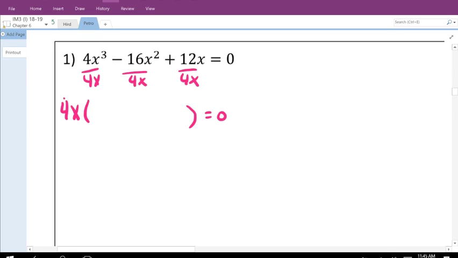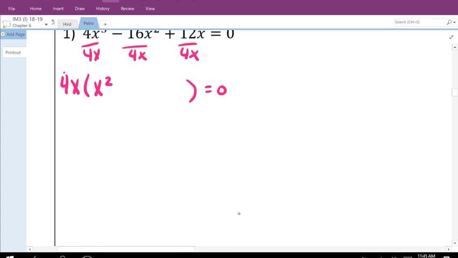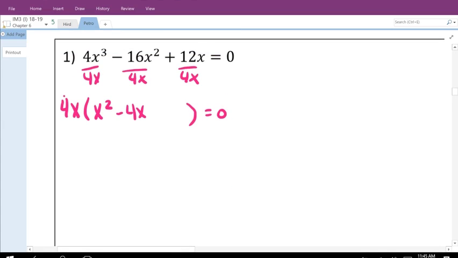So here we go. 4x cubed divided by 4x gets me what? Very good. Negative 16x squared divided by 4x. Good. Minus 4x. And then someone other than Jamie, 12x divided by 4x gets me, careful with the x, just 3. Here's why. Because the x's will cancel right here. But got the 3 right.